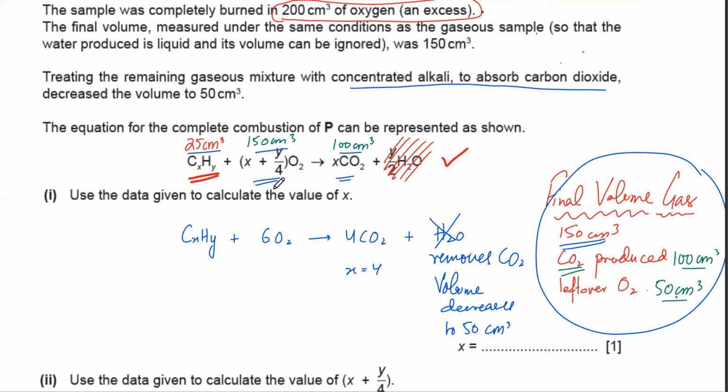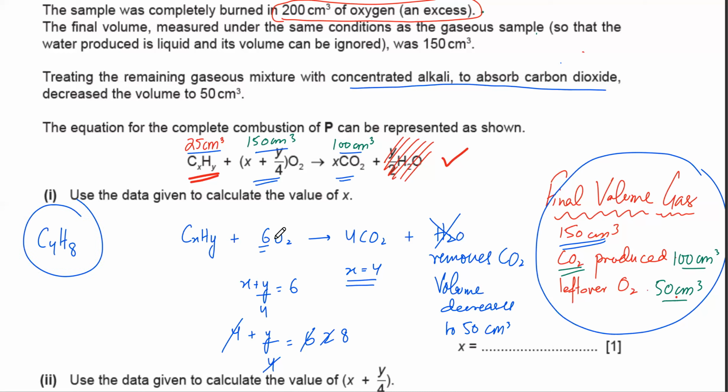And we figured out the value of x plus y by 4. That is 6. So x plus y by 4 is equal to 6. If you substitute this, put x as equal to 4, which is already given, and solve this, taking the 4 across, this would become 2, and you multiply by 4, that would become 8. So x is 4 and y comes out to be 8. So that's the formula of the hydrocarbon.